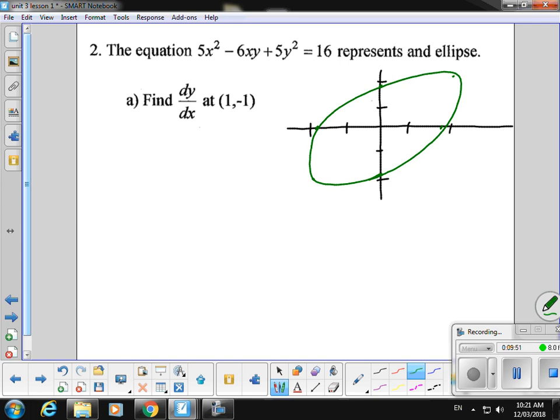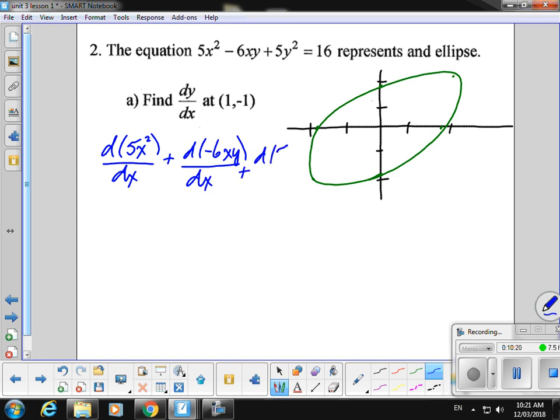So it would be nasty to write in function notation. So we are going to find dy dx by using implicit differentiation, deriving both sides with respect to x. So here we go. For the left side, we're taking the derivative of the first term. We are going to take the derivative of the second term with respect to x. And lastly, the derivative of the last term and the derivative of the right side, which is going to be 0.